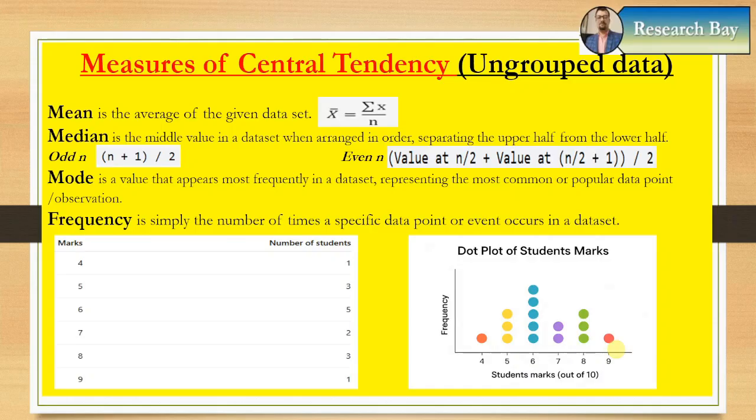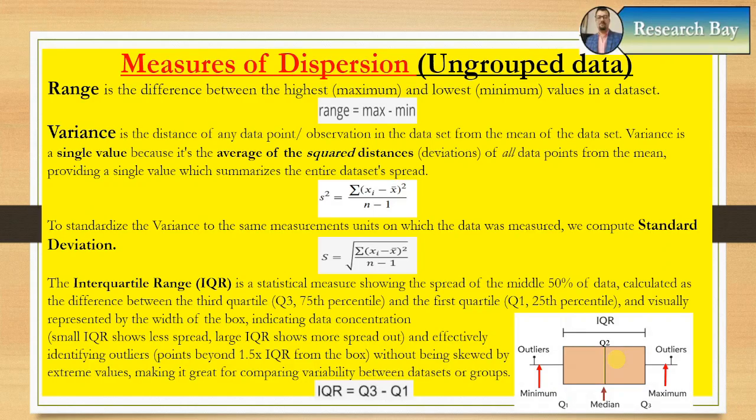So then we go in for seeing the variance, standard deviation, and interquartile range. Interquartile range makes a lot more sense than simply mentioning the range. What is that interquartile range? Let us check it out. So these are the measures of dispersion for ungrouped data.